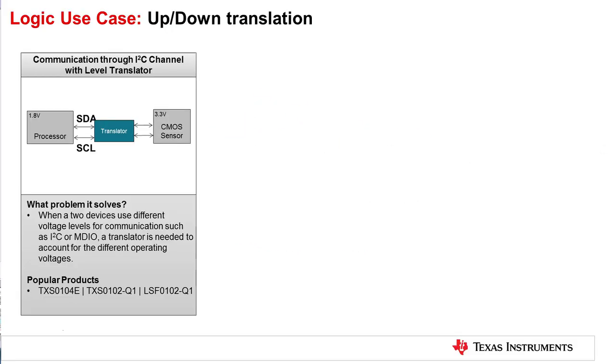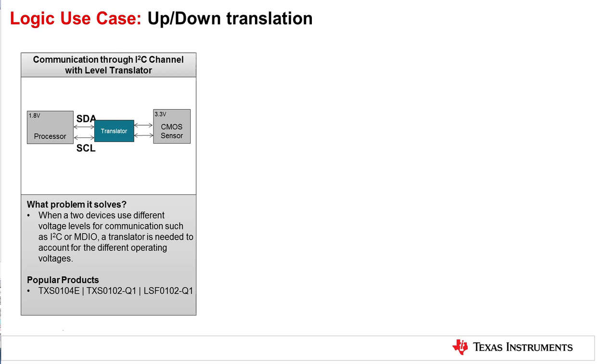We now move on to translation use cases with different interface standards requiring different devices. Broadly, the interface standards can be classified into open drain and push-pull. Open drain interface examples include I2C, MDIO, SMBus, among others. Push-pull interface examples include SPI, UART, JTAG, I2S, SD, RGMII, etc.